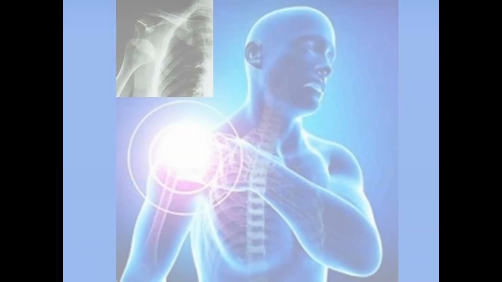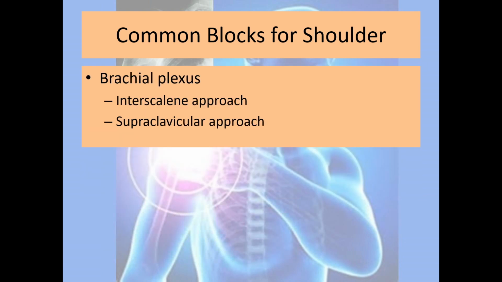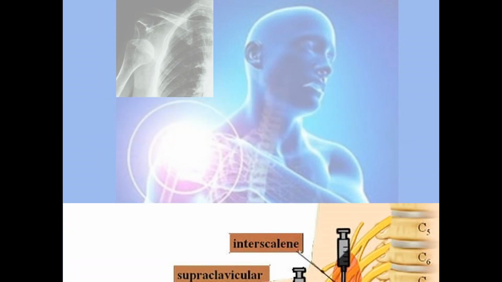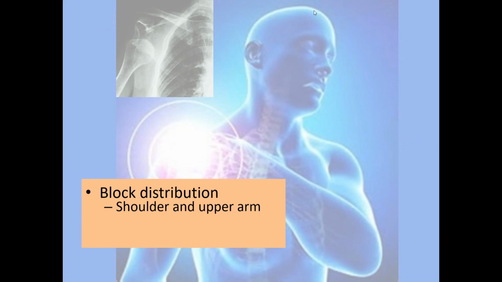So today I'm going to talk about regional anesthesia for the shoulder. We can achieve good regional anesthesia of the shoulder by blocking the brachial plexus via two approaches. One is the interscalene approach. Number two is the supraclavicular approach. For the interscalene block, we are blocking the brachial plexus at the level of the nerve roots, which is here. By providing an interscalene block, the distribution is mainly at the upper arm and the shoulder.